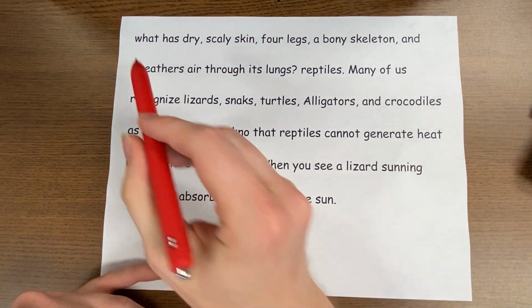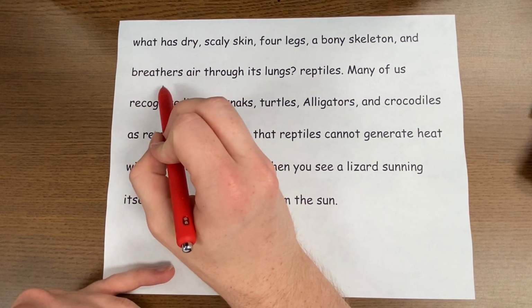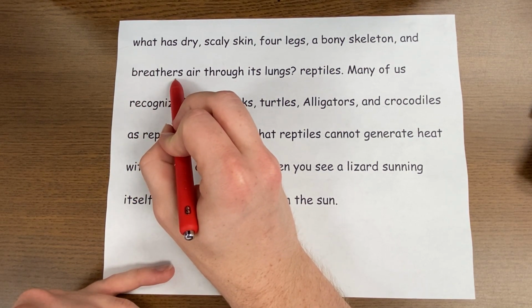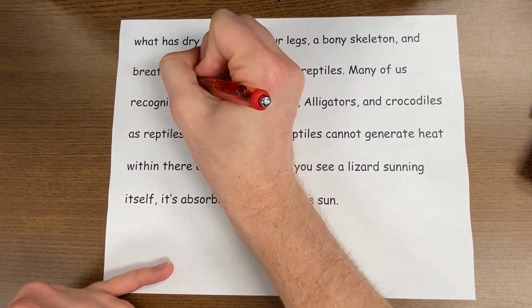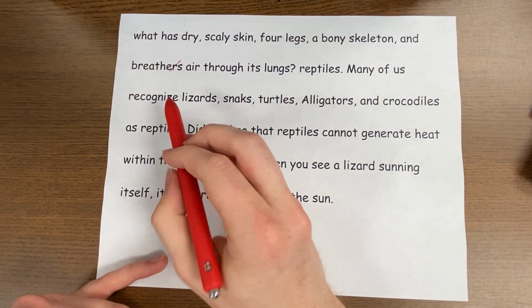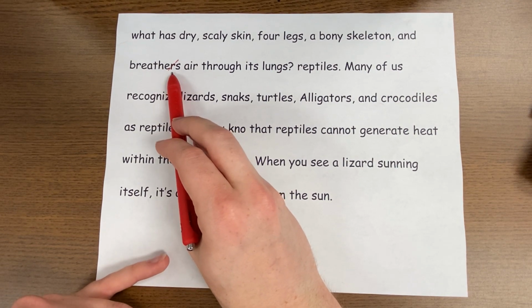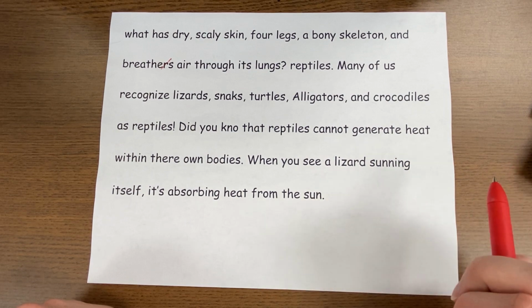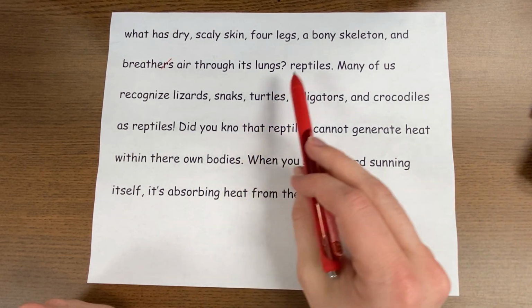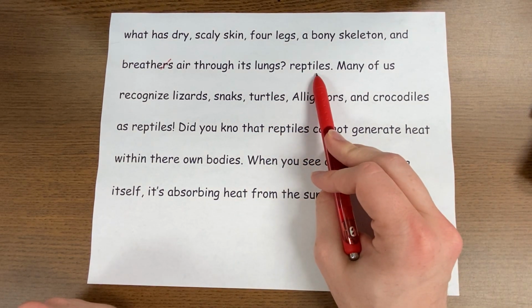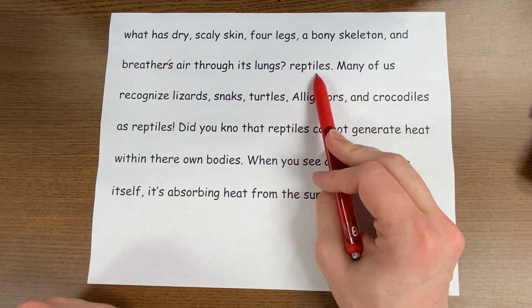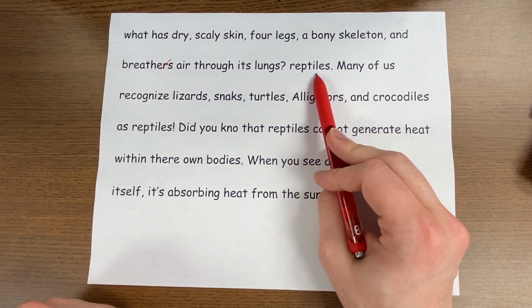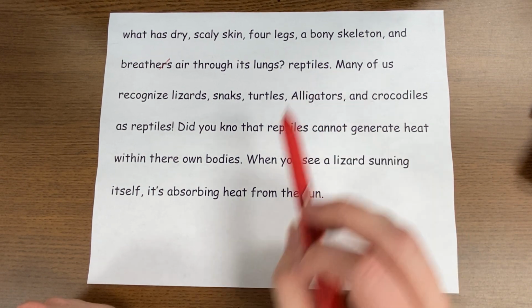I know that when I spell breathes, the R is not needed because breathers is not a word. So what I'm going to do is cross out the R and delete it from the word. Now, the rest of the sentence makes sense, so I am good on that first sentence for spelling. The second sentence is reptiles. Well, looking at reptiles, it is spelled correctly, so I don't need to do anything to this sentence.